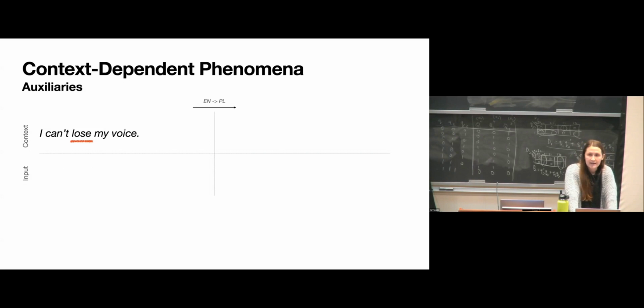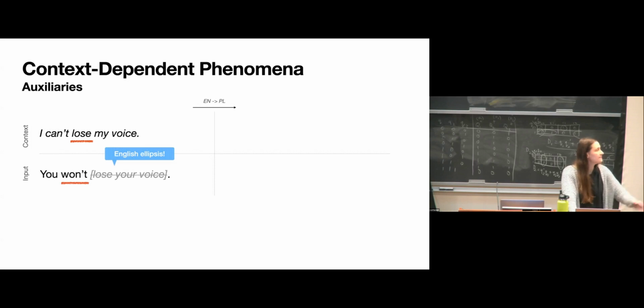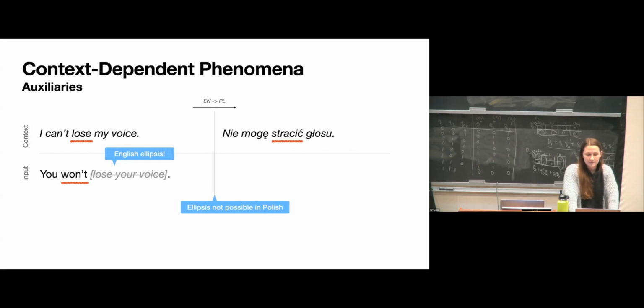So for example, I can't lose my voice. I might reply, you won't, where the entire phrase is you won't lose your voice. But of course, because the verbs are very segmented in English, I can just get rid of the second half of that verb phrase, and I just keep this auxiliary here, you won't. A lot of languages don't allow this type of ellipsis. So this ellipsis, for example, is not possible in Polish.